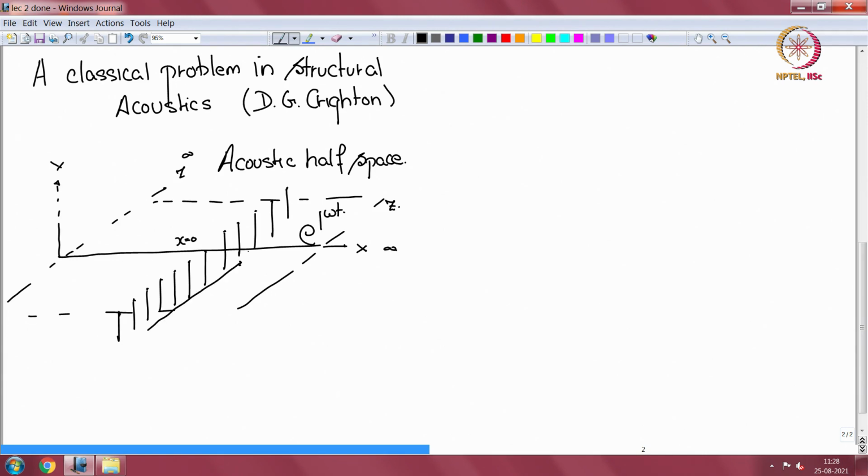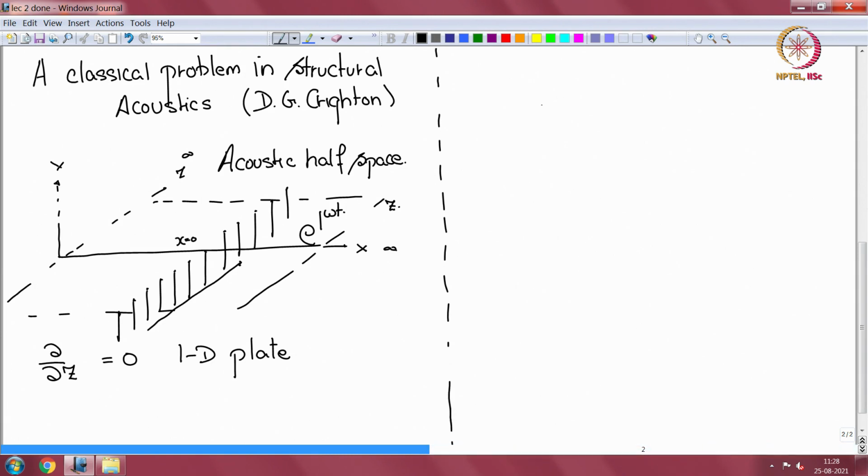So by the very nature of the forcing, all derivatives, all dependencies on z will go to 0, and therefore this plate becomes a 1D plate. So we can show the schematic in one dimension.